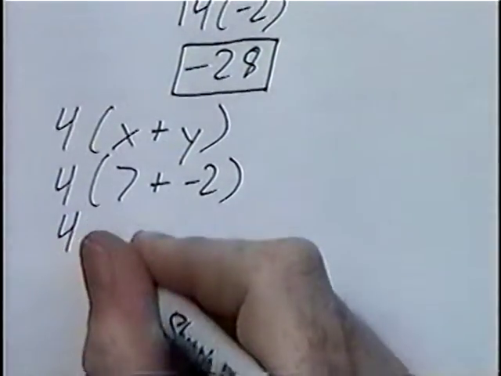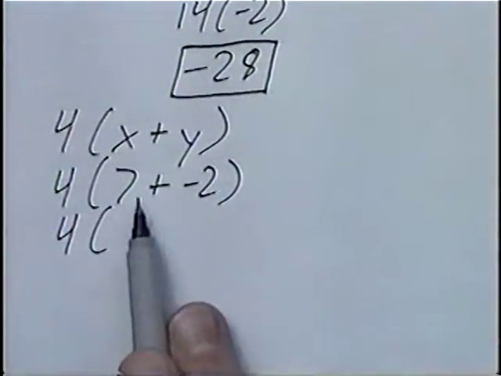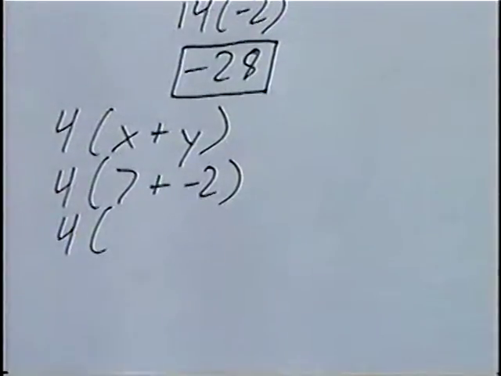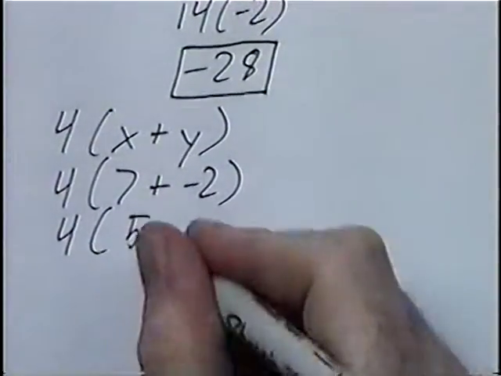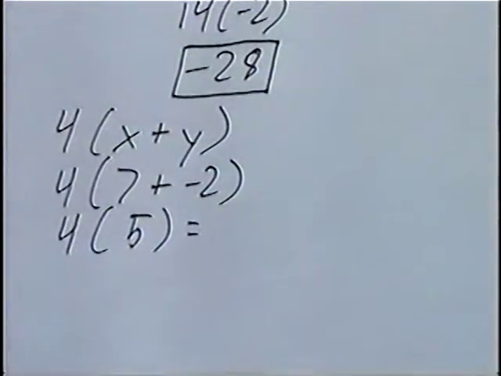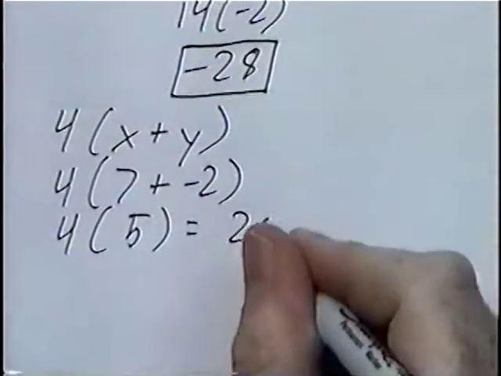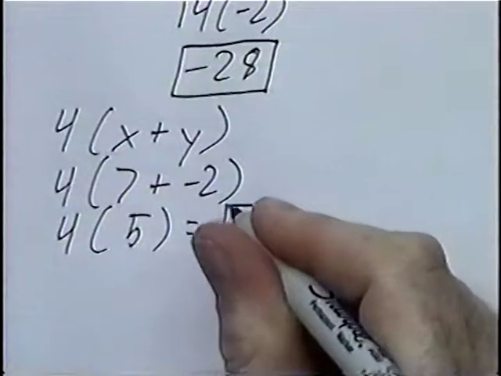4 would stay the same. 7 plus a negative 2 would be 5. And multiplying 4 times 5 would give us the answer of 20.